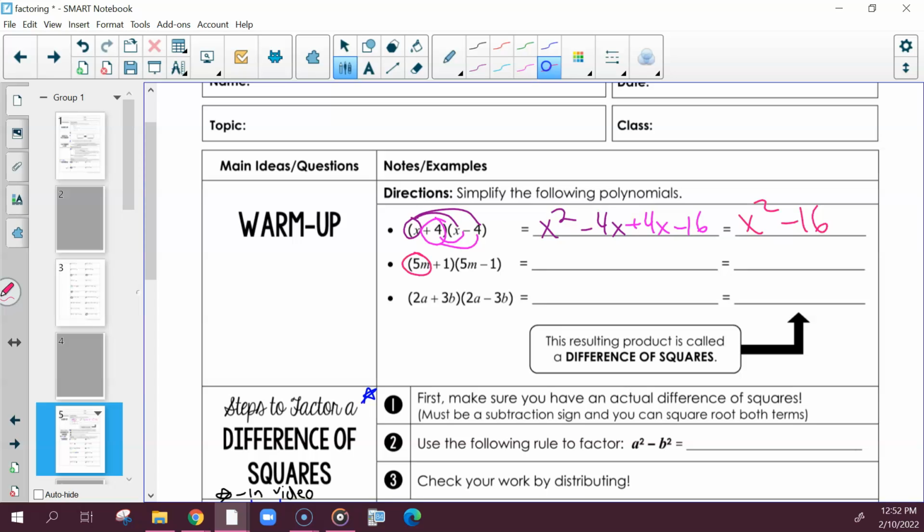Same thing, if I take 5m and I multiply it out, what would that give me? 5m times 5m. What would that be? 5m times 5m, m squared, yes. 5 times 5 is 25m squared.